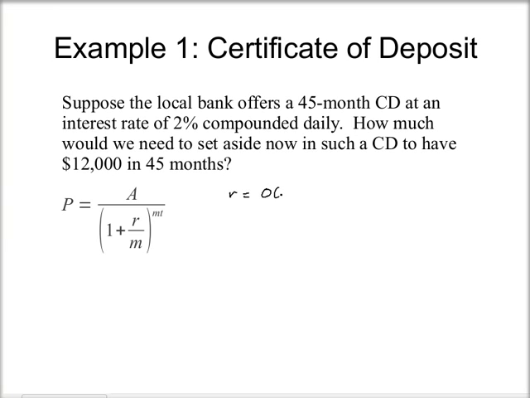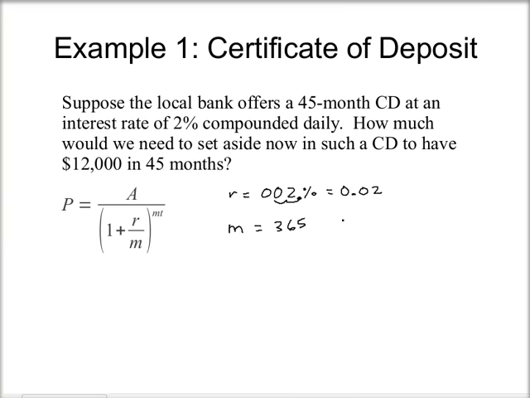I'll put a few zeros out here so that I can convert this to decimal form. I'm just going to move my decimal point over 2 spaces to the left, and that gives me 0.02 as the decimal form of 2%. Now I know that my interest is compounded daily, so M is going to be 365, so my interest is compounded 365 times per year.